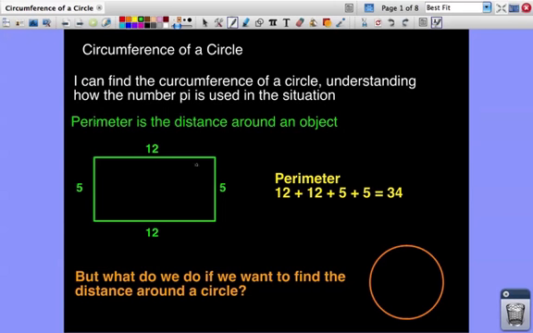Now, just real quick, when we're talking about the circumference, we're kind of talking about the perimeter. If you remember, the perimeter is the distance around an object. So if I have this rectangle, and these are the dimensions of this rectangle, I want to know the distance around it. I'm just going to add all those dimensions together. So I'm going to add this side plus this side plus this side plus this one, and that's going to give me the perimeter. So 12 plus 12 plus 5 plus 5 is 34.